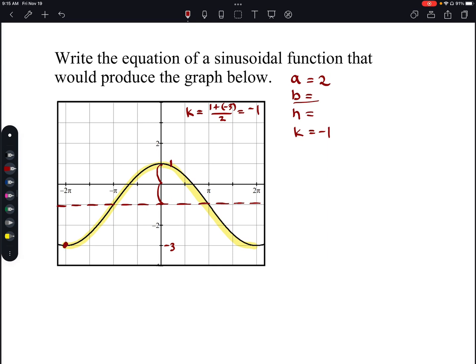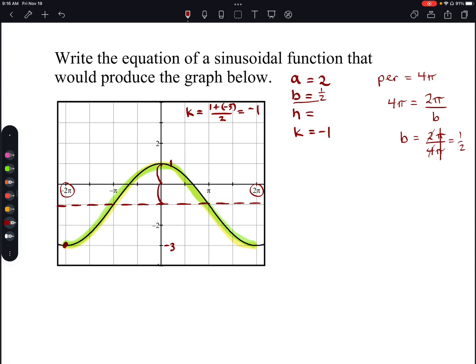So if we started here, and actually let me get a different highlighter. If we started here and we go all the way through the function and we stop right there, how far have we gone? Well, we've gone from -2 pi to 2 pi, which is going to be 4 pi. So our period is equal to 4 pi. Again, we'll just use that formula that the period is equal to 2 pi over our B value. We'll go ahead and use our properties of proportions. B is equal to 2 pi over 4 pi. Those cancel down, and it should be 1/2. So B is going to be 1/2.